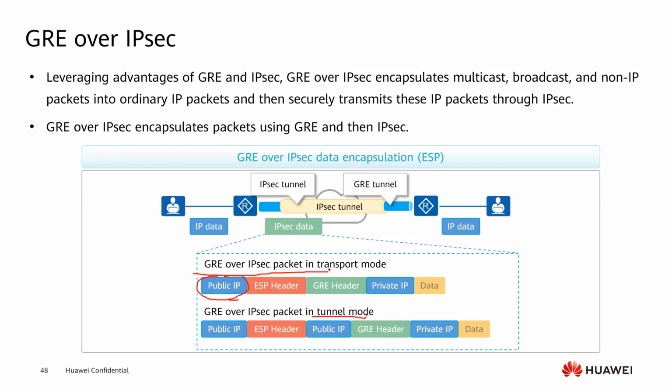So this is for transport mode: private IP, GRE, and public IP from here to here. And if you're using tunnel mode, the private IP is here and here, and the GRE header, and the public IP is here and here. And also we have another public IP here and here, but this is tunnel mode. Right? Tunnel mode is working this way.